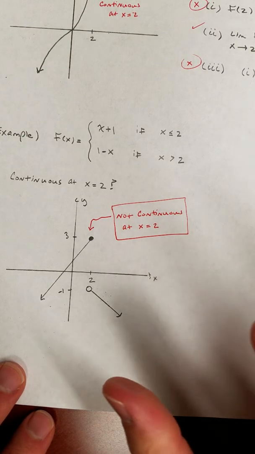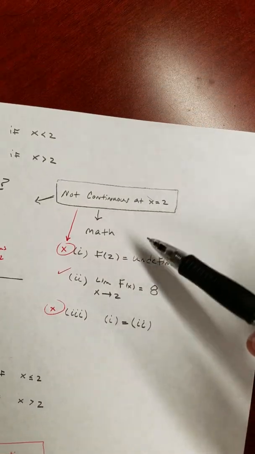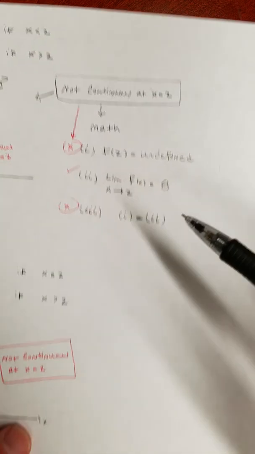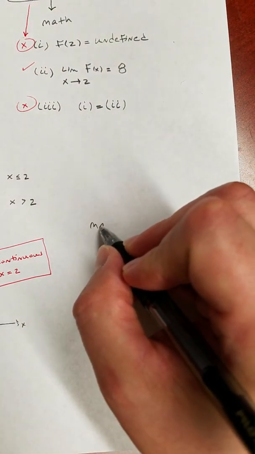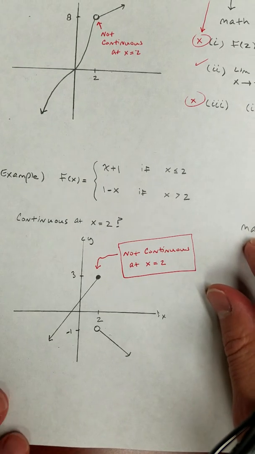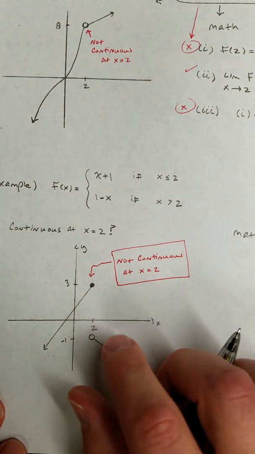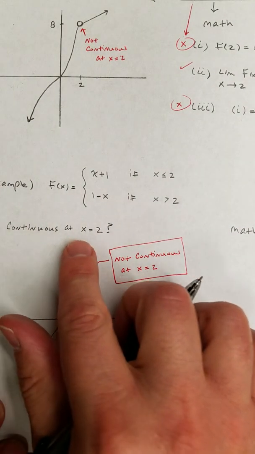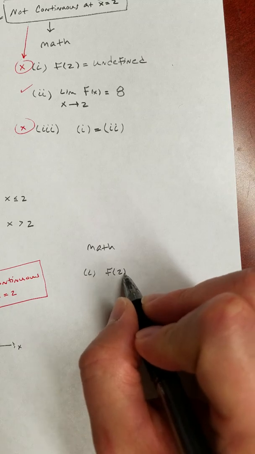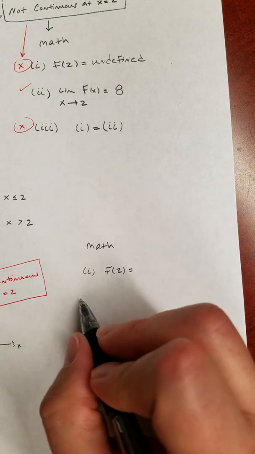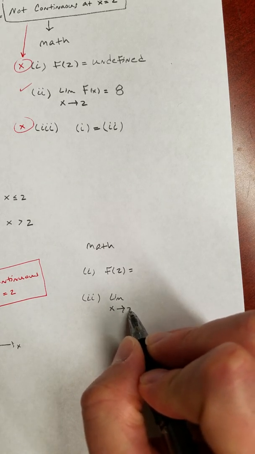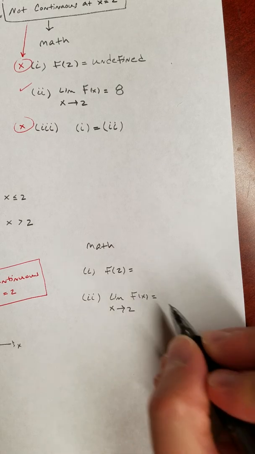So that's the visual treatment. That's looking at it. Let's make sure we can do the math. I need to see whether or not it passes each part of the test. So over here we'll do the math. What math has to be true for this to be continuous at 2? Okay, 3 things. First thing, that has to have an answer. Second thing, this has to also have an answer.